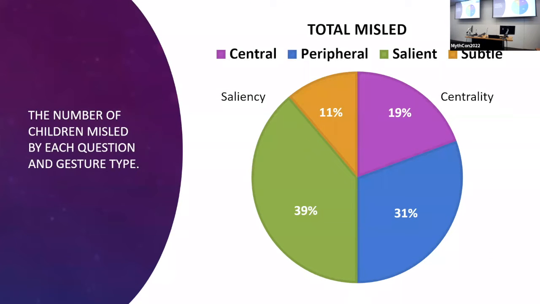With regard to the type of question and gesture, salient gestures were shown to be the most misleading condition, misleading children 39% of the time. This was followed by questions about peripheral details, which misled 31% of the time, and central questions and subtle gestures misleading 19 and 11% of the time respectively.